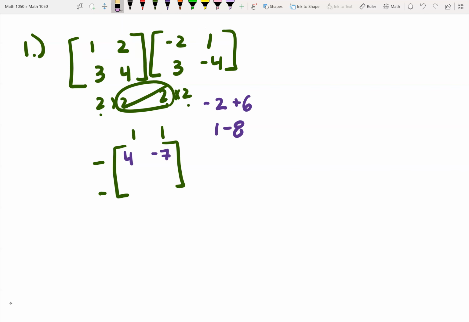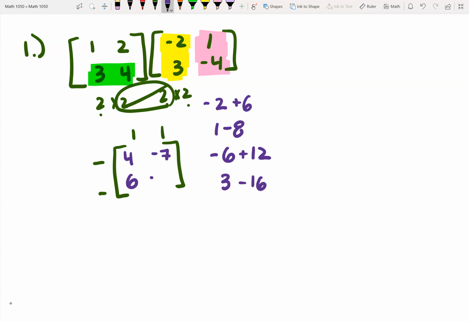Okay, so I'm at a column. So now I'm going to change rows and do it again. So that row times this column, and again the 4 comes down. So 3 times negative 2 is a negative 6. 4 times 3 is 12. Combine those and I get a 6. And now I'm going to change columns, and the 4 comes down. So 3 times 1 is 3. 4 times negative 4 is a negative 16. Combine, I get a negative 13, and there's my answer.